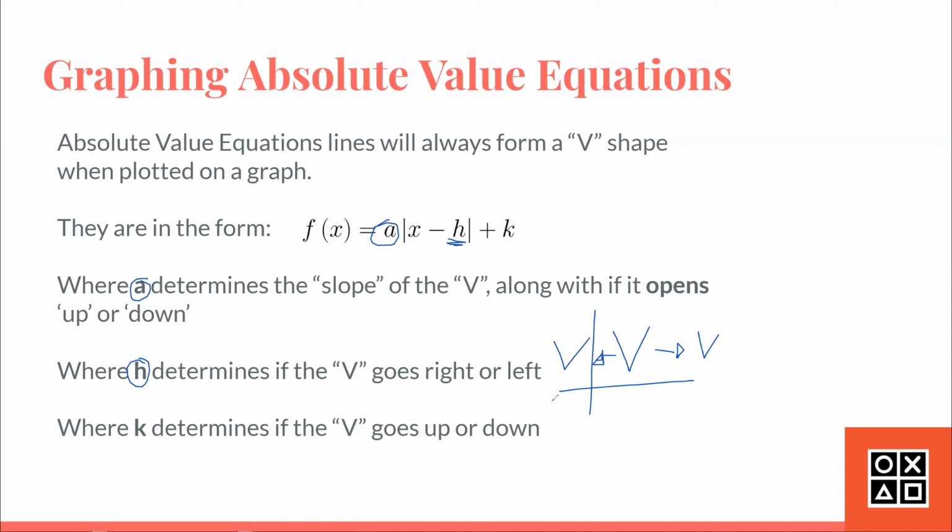And k determines if the V goes up or down, meaning if this is the original V, k would determine if V would go up or V would go down. But the shape of the V does remain the same. It's just all determined from k.